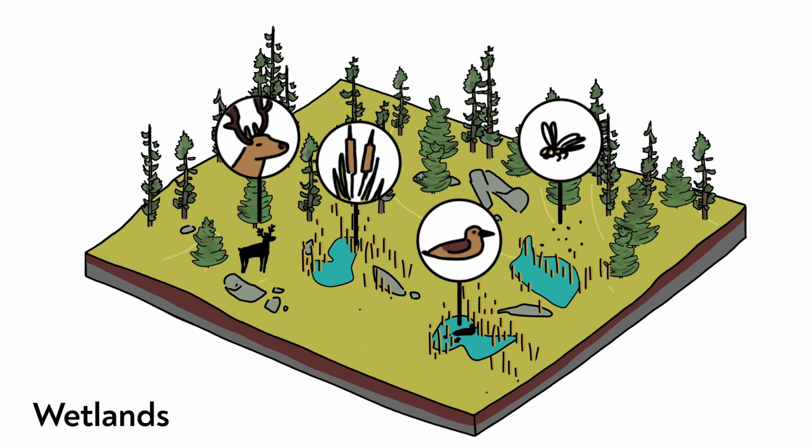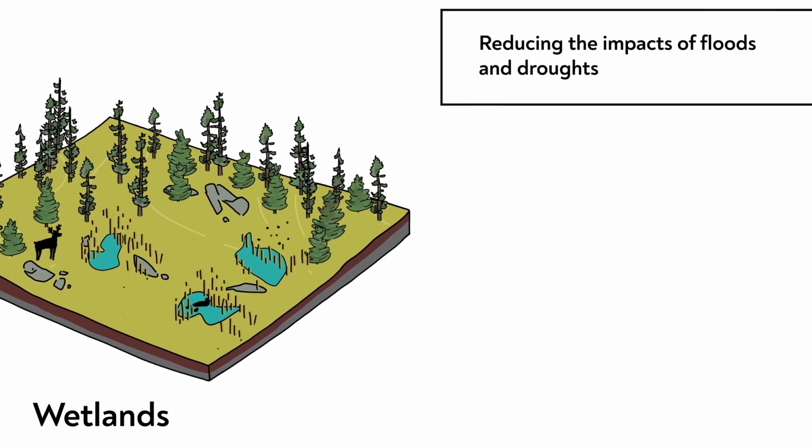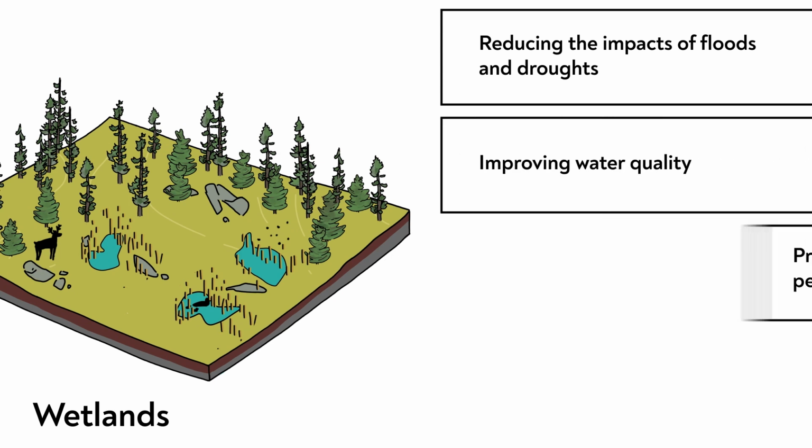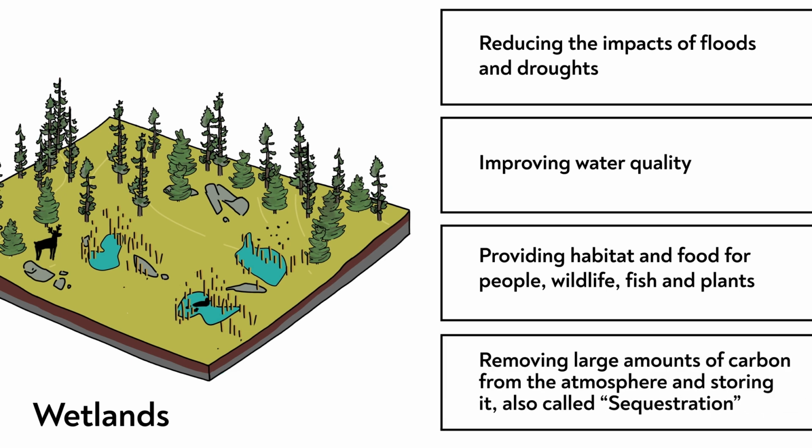Wetlands are highly diverse and offer many ecological, economic, and cultural benefits, such as reducing the impacts of flood and drought, improving water quality, providing habitat and food for people, wildlife, fish, and plants, and removing large amounts of carbon from the atmosphere and storing that carbon in their soils. This is a process we call sequestration.